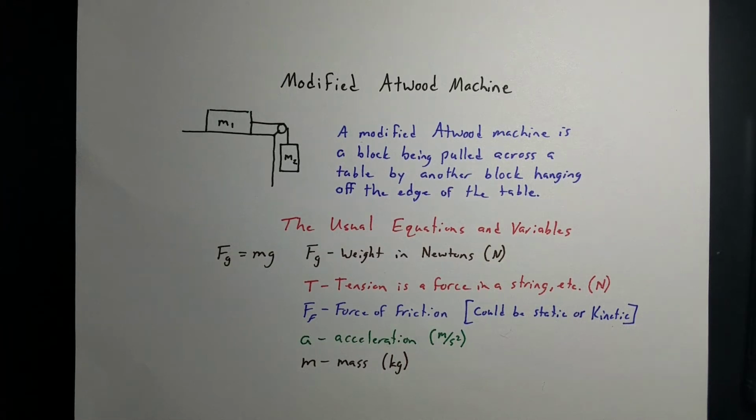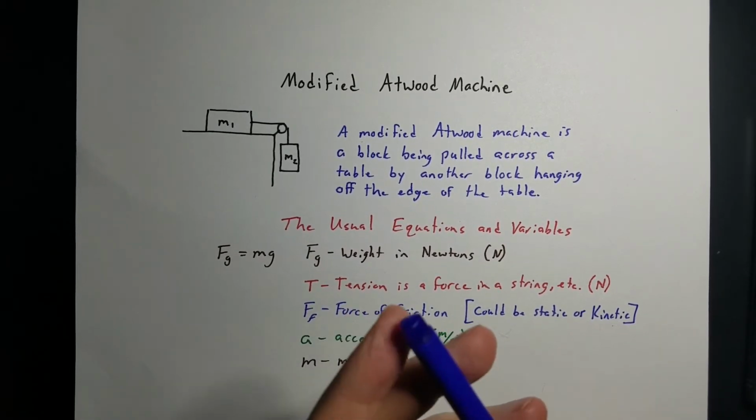Hi, this is Keeley, and we're going to talk about the modified Atwood machine and solve some problems with this device, finding acceleration with both friction and non-friction, as well as algebraically.